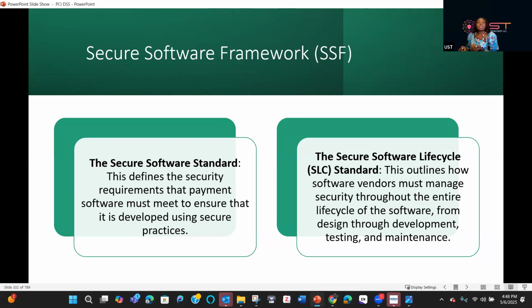The Secure Software Standard defines the security requirements that payment software must meet to ensure that it is developed using secure practices. Okay, and the Secure Software Lifecycle Standard outlines how software vendors must manage security throughout the entire life cycle of the software, from design through development, testing, and maintenance.